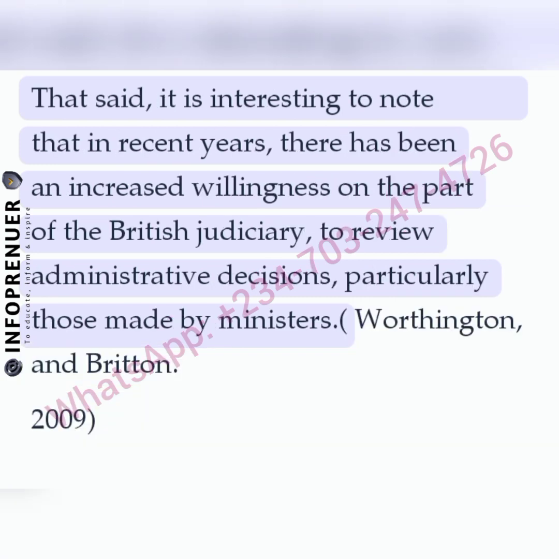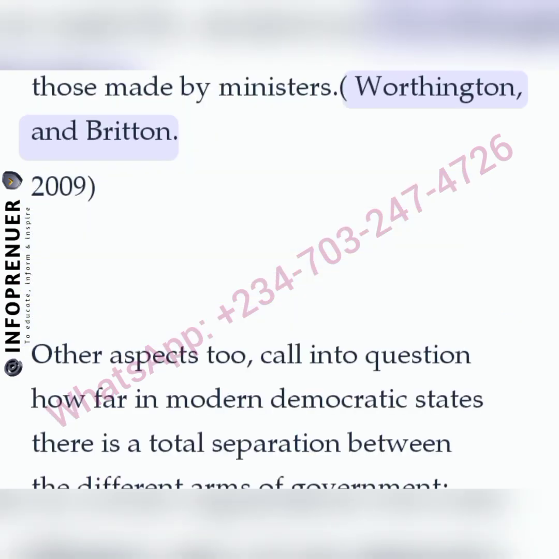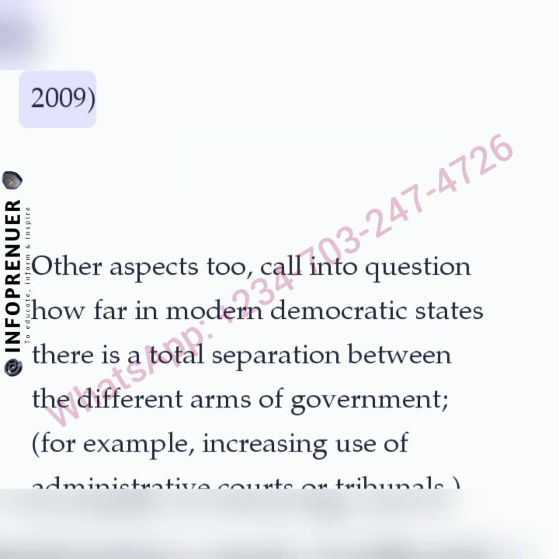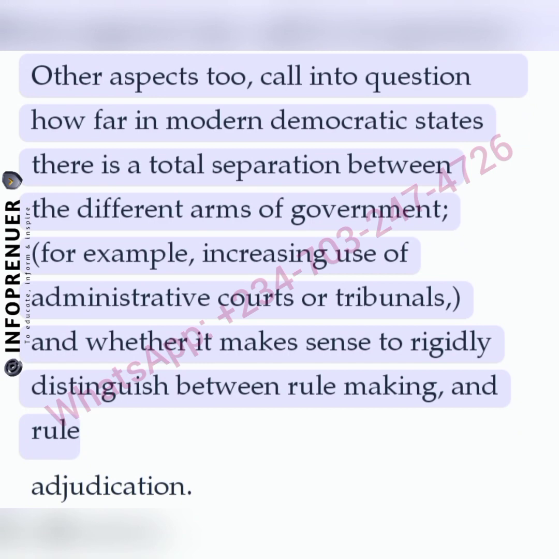That said, it is interesting to note that in recent years, there has been an increased willingness on the part of the British judiciary to review administrative decisions, particularly those made by ministers. Other aspects too call into question how far in modern democratic states there is a total separation between the different arms of government, for example, increasing use of administrative courts or tribunals, and whether it makes sense to rigidly distinguish between rule-making and rule adjudication.